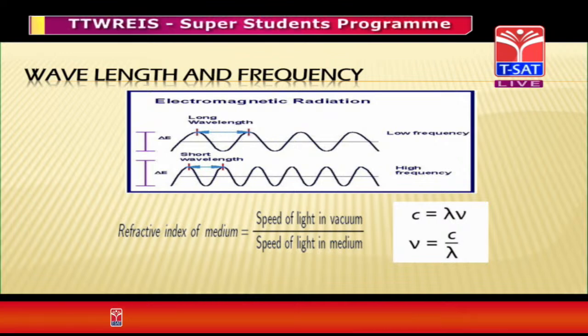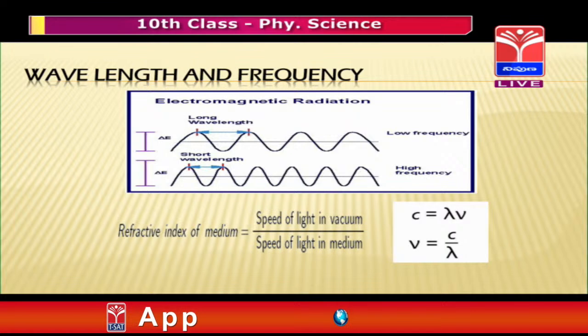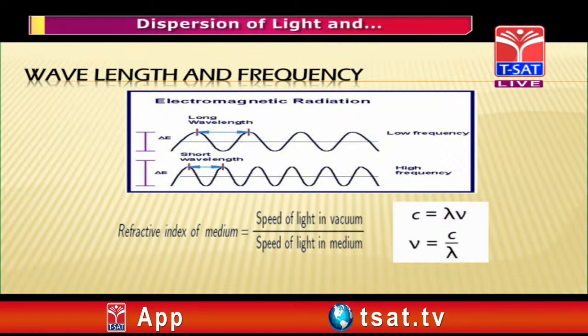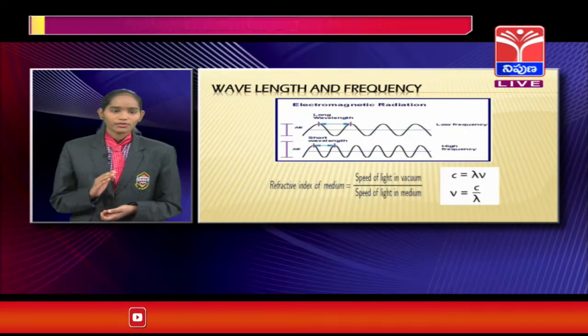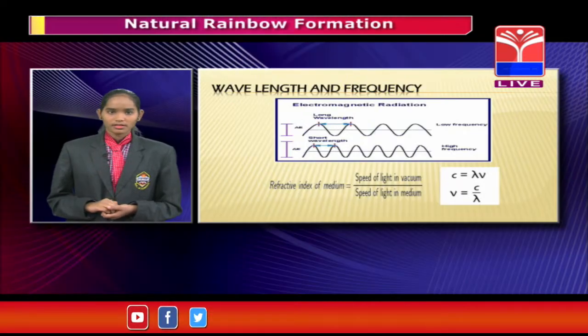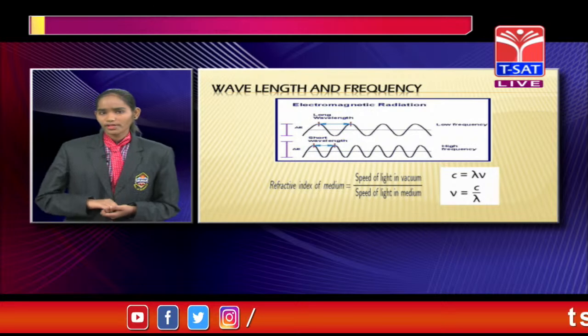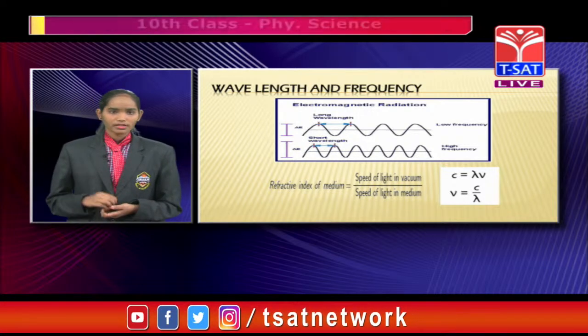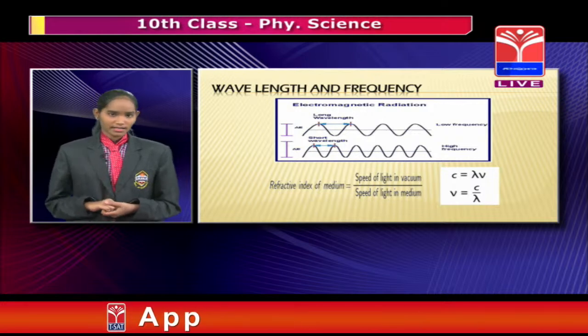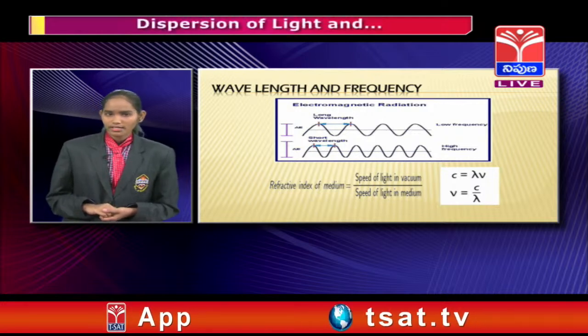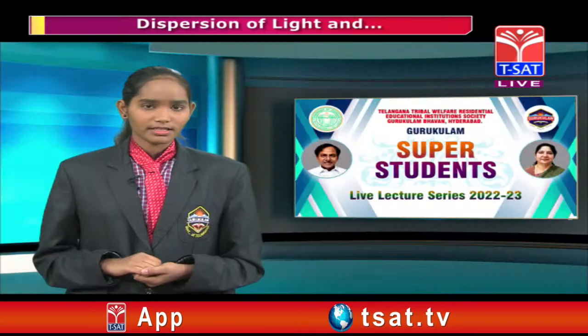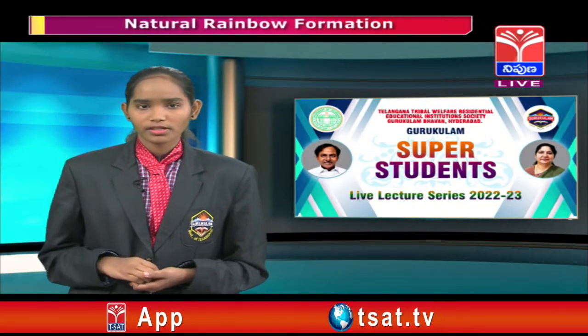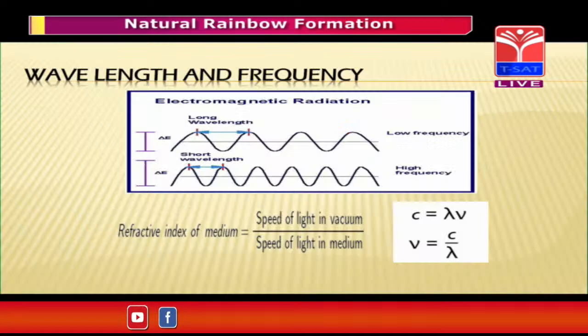The wavelength of the wave is the distance from one wave peak to the next. What is wavelength? The distance from one wave peak to the next. And the frequency of the wave is simply the number of wave peaks leaving a given point per second. What is frequency? It is the number of wave peaks leaving a given point per unit time.